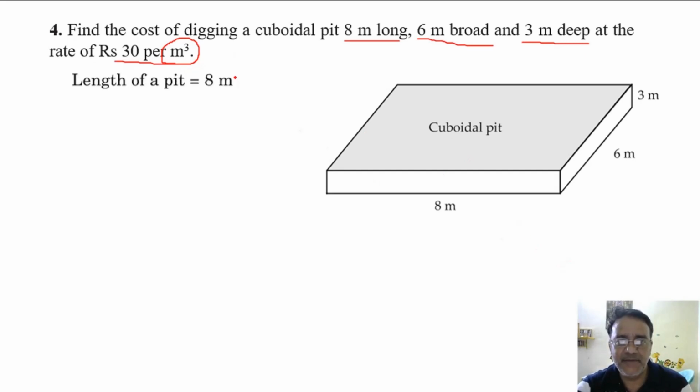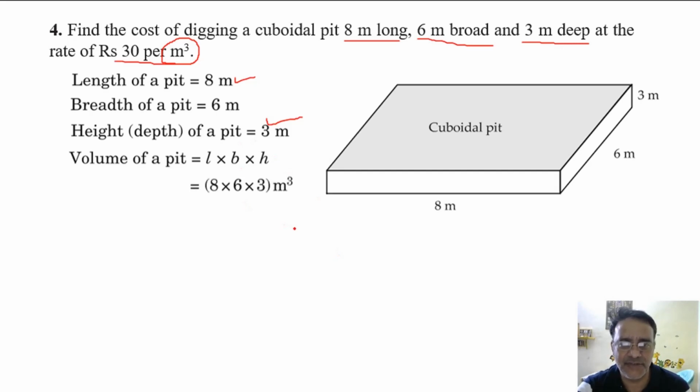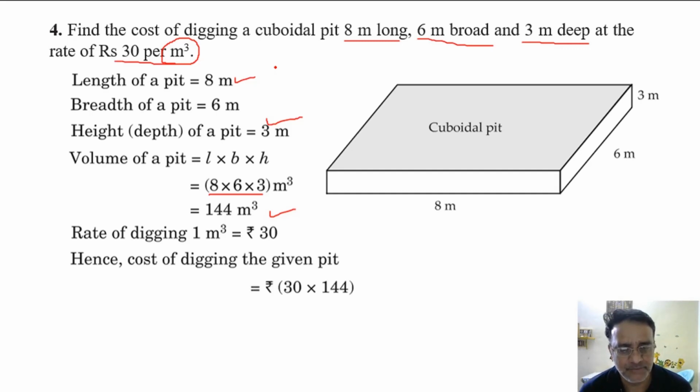So length is 8 meter, breadth is 6 meter, and the depth, that is height, is 3 meter. So volume of the cuboidal pit is L into B into H. That is 8 into 6 into 3. If you multiply, you will get 144 meter cube. Now per meter cube the cost is given, rupees 30. So total cost will be 30 into 144. If you multiply, you will get 4,320 rupees. Any doubt? No, sir.